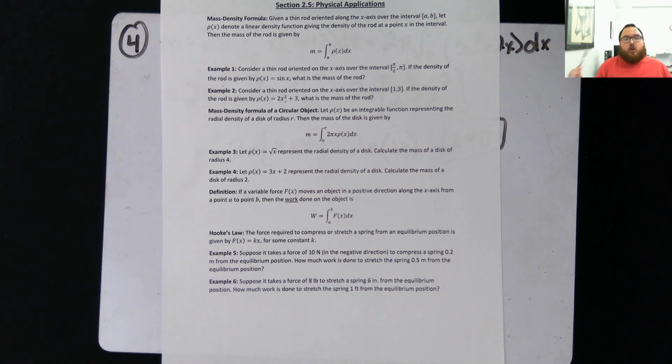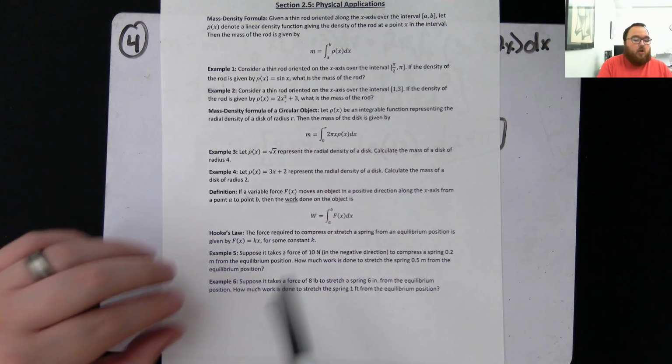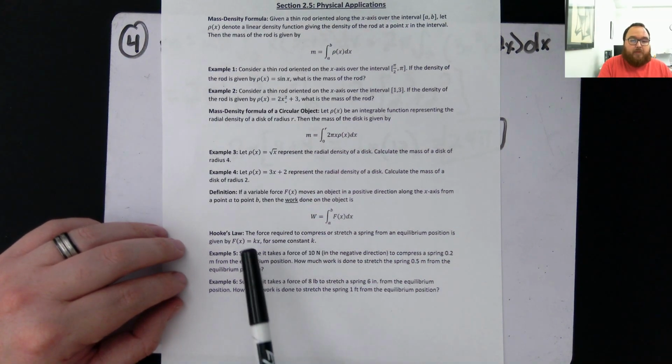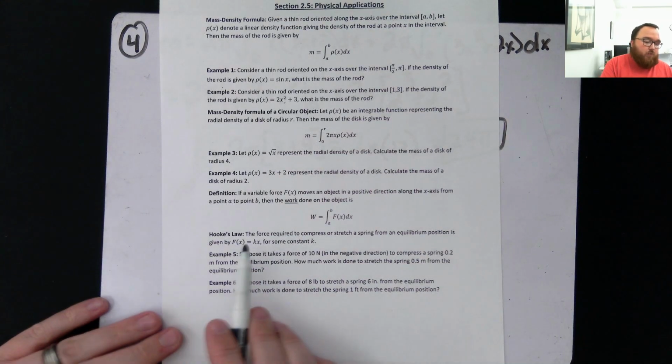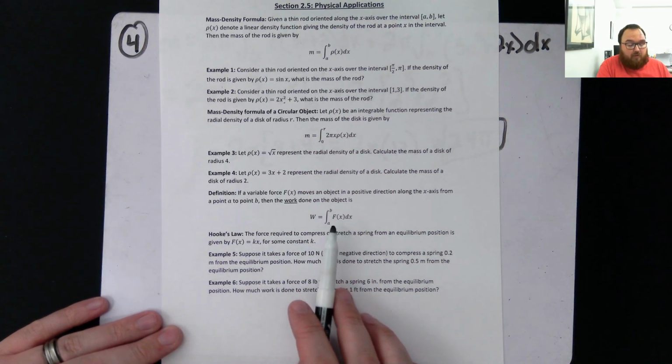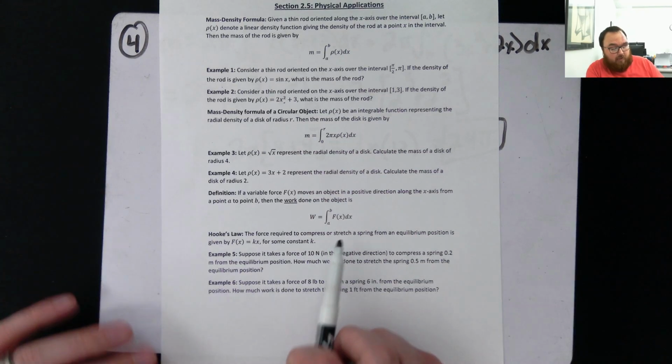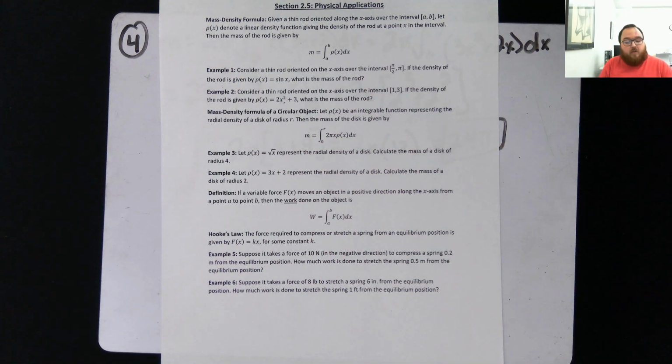So we have to figure out what that k is. Once I know what the k is, I can plug it in there and then plug the force here. So that's what I want to do, okay?